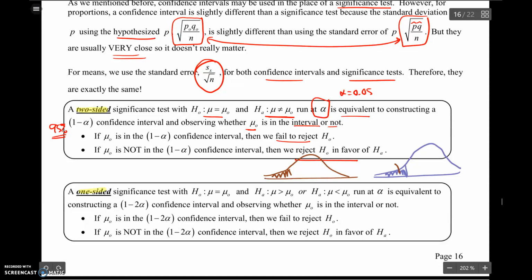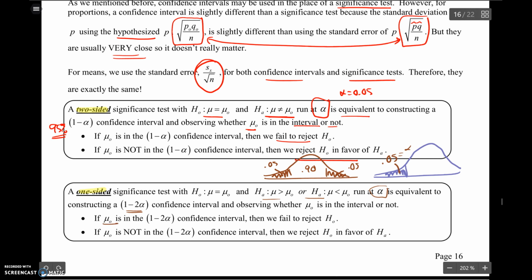So if you want to run a one-tailed test with an alpha level of 0.05, then you need to run a confidence interval that has an area of 0.05 on the left tail, and therefore it's also going to have 0.05 on the right tail. So if you want an alpha level of 0.05, you've got to pick a 90% confidence interval, not a 95. If you're running a one-tailed test at alpha, it is equivalent to constructing a 1 minus 2 alpha confidence interval. That's 1 minus 2 times 0.05. And then your conclusion is the same.